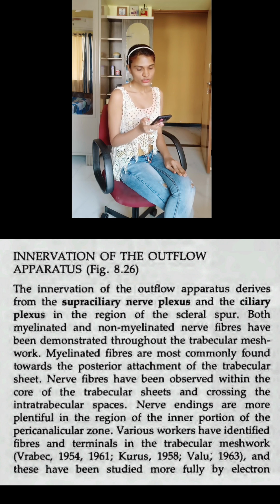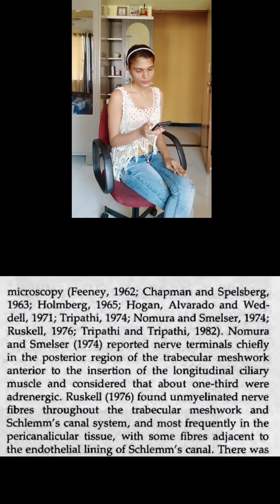Myelinated fibers are most commonly found towards the posterior attachment of the trabecular sheath. Nerve fibers have been observed within the core of the trabecular sheaths and crossing the intratrabecular spaces. Nerve endings are more plentiful in the region of the inner portion of the pericanalicular zone. Various workers have identified fibers and terminals in the trabecular meshwork, and these have been studied more fully by electron microscopy.